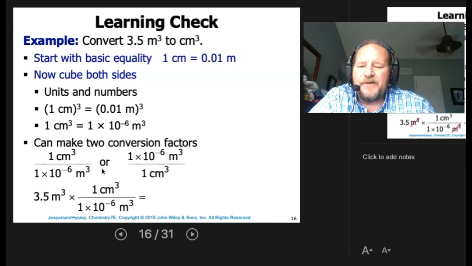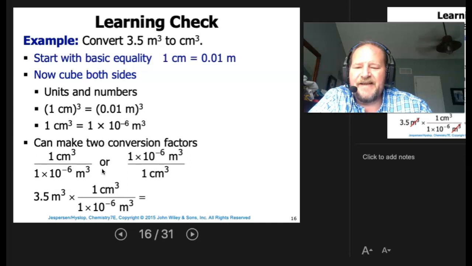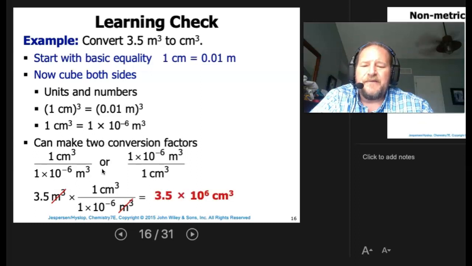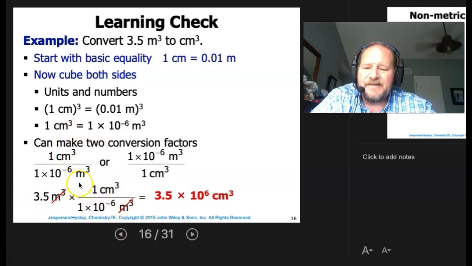And now we'll take our 3.5 meters cubed. Since I want to get rid of the meters cubed, I put that in the denominator, 1 times 10 to the negative 6. 1 centimeter cubed would be on top. Meters cubed cancels out. And I get 3.5 times 10 to the 6 centimeters cubed. Now notice I changed the sign because I brought the 10 to the negative 6.